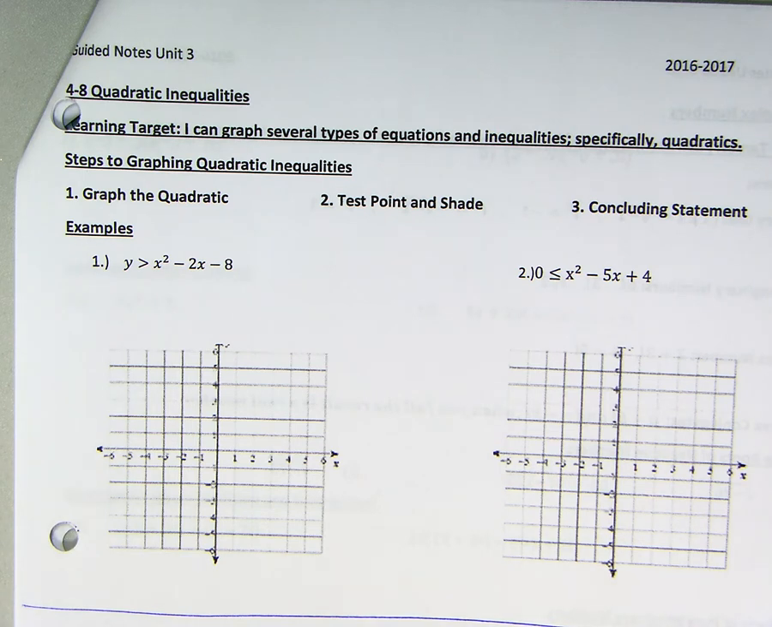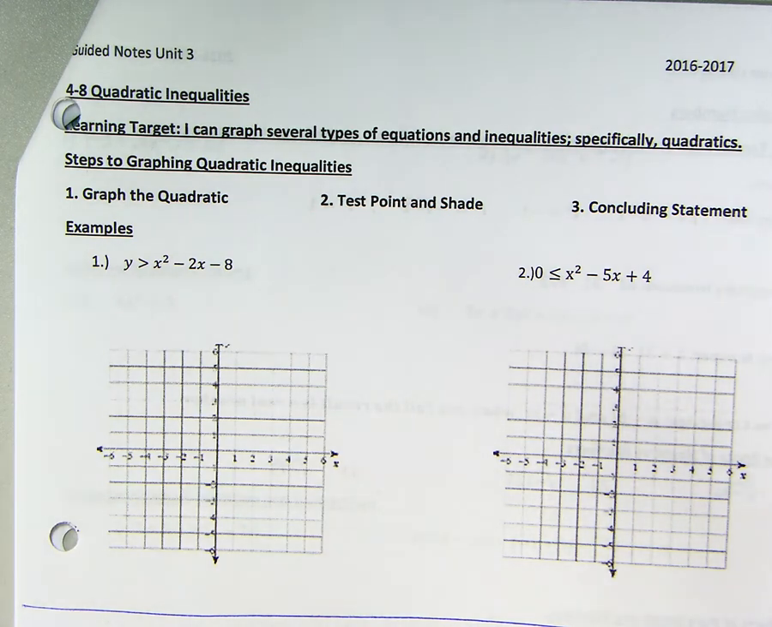One is dealing with graphing. The other one deals with just solving and then showing me the solutions in a way. I believe on the assessment it says to make sure you graph the solutions. I'll show you what I mean by that. So right here we have 3 steps: graph the quadratic, test points and shade, and then our concluding statement.